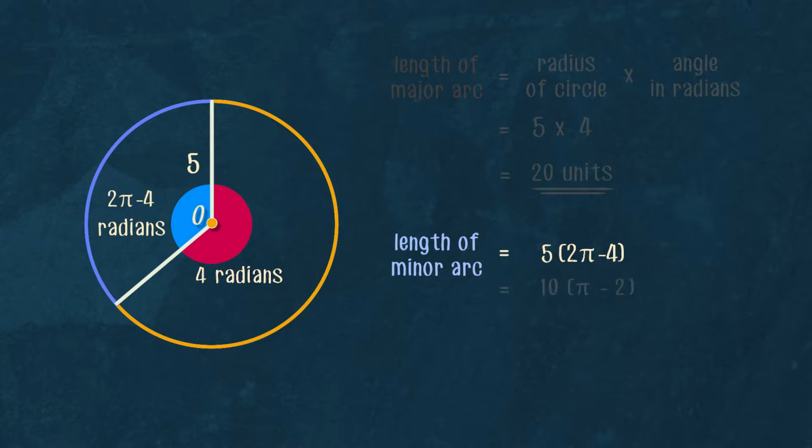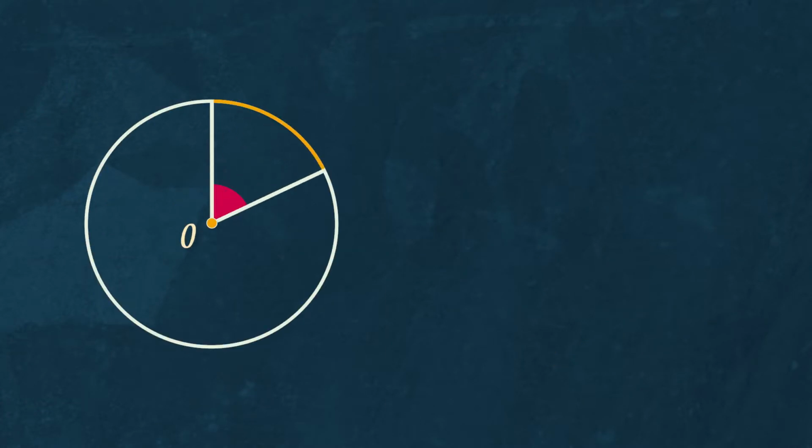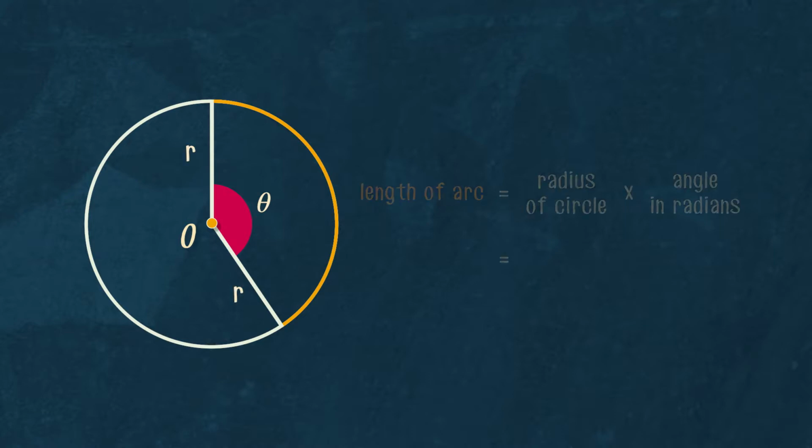We can simplify this to 10 times (pi minus 2), or substitute pi with 3.142 to express the answer as a decimal, 11.4 units. In summary, for an arc that subtends an angle of theta radians in a circle with a radius of r units, the length of the arc is equal to r multiplied by theta.